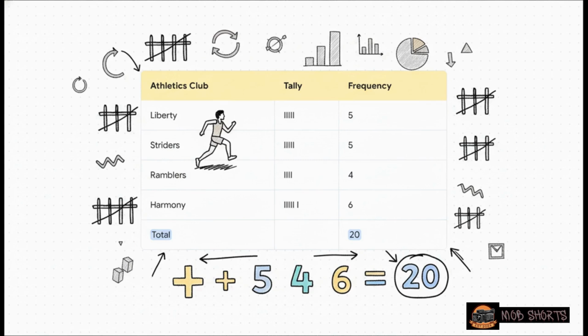Now, the most important check comes now. Add up your frequency column. 5 plus 5 plus 4 plus 6 gives us 20. The question said there were 20 athletes, so we know our table's 100% correct. That is a guaranteed way to check your answer in an exam.